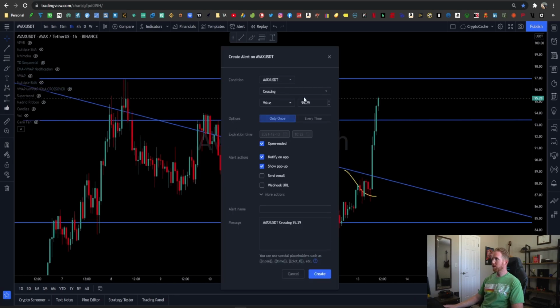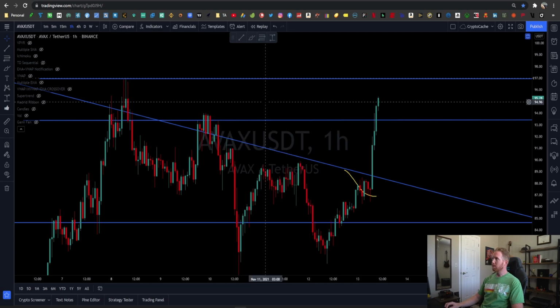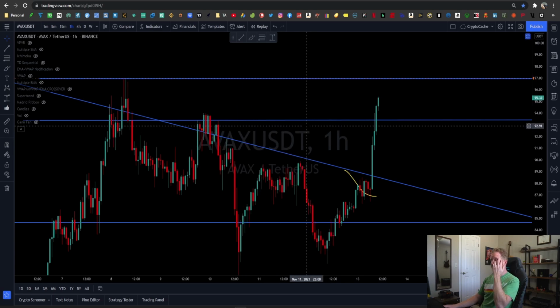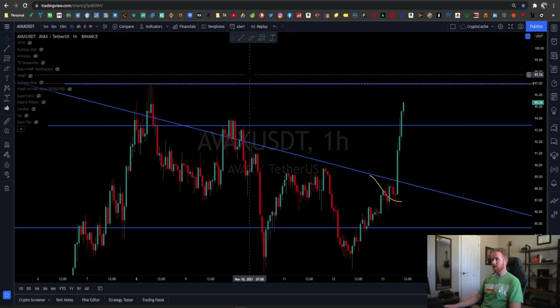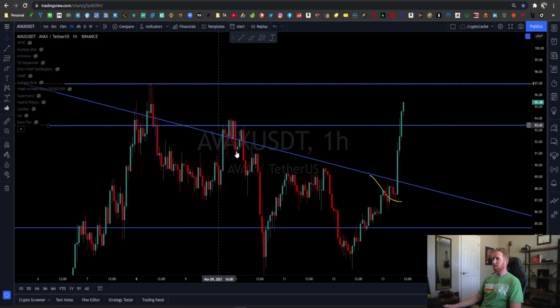So what I'm going to do is set an alert at 97, just so I'm notified when the price does break that level, and I can pay closer attention to see if we can take a position to the upside. So that's kind of what we're looking at here for Avalanche. All good things.